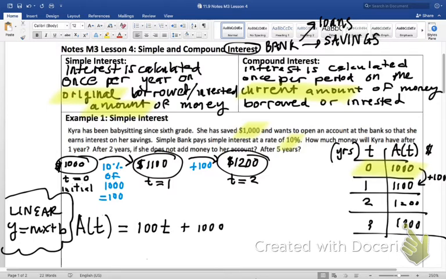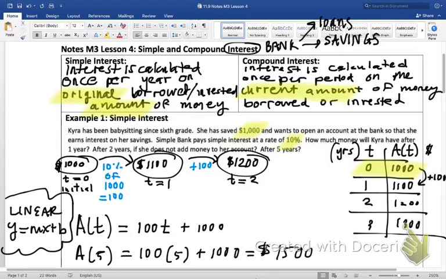And this would allow me, if I evaluated A of 5, to calculate how much money we should have after 5 years. And we get 100 times 5 is 500, so after 5 years, $1,500.